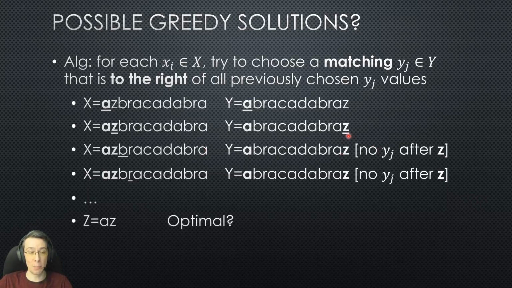So we're going to end up with Z equals AZ. And this is clearly not the longest common subsequence, right? Because we can find abracadabra in both of these strings.